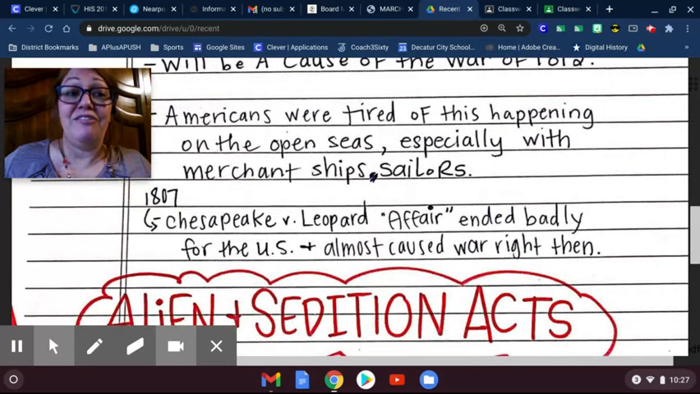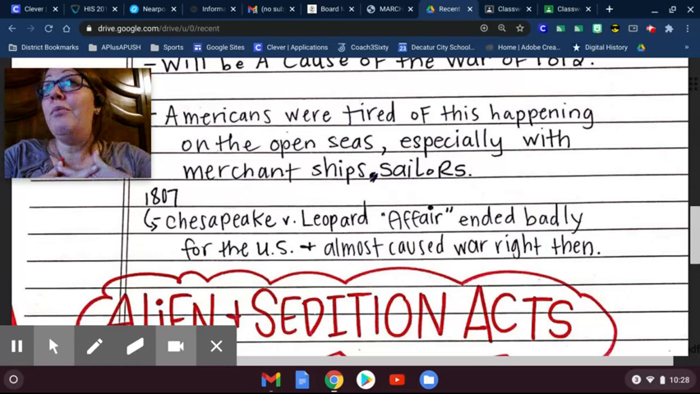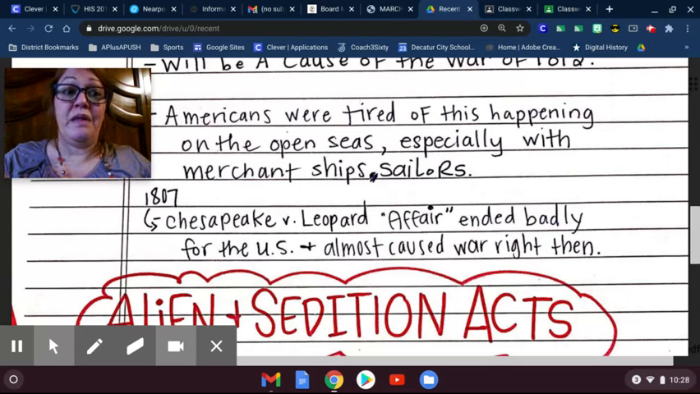In 1807, the Chesapeake and Leopard affair ended badly for the U.S. The Chesapeake will end up becoming part of the Royal Navy, and it almost caused war right then. There will be a compromise. Some of the men that impressed the ship will actually be hanged, but in the end, it's a major incident of impressment. An example of impressment.